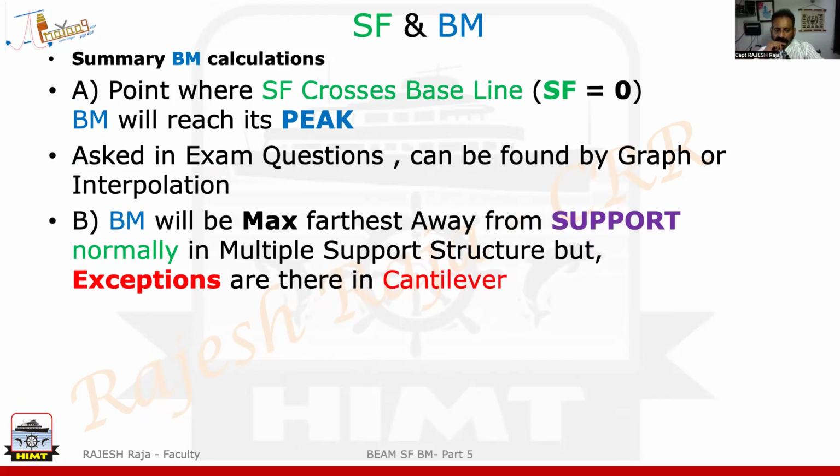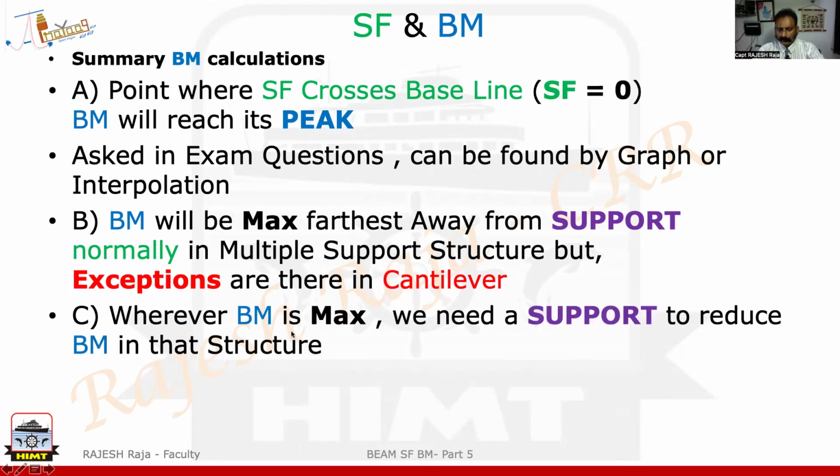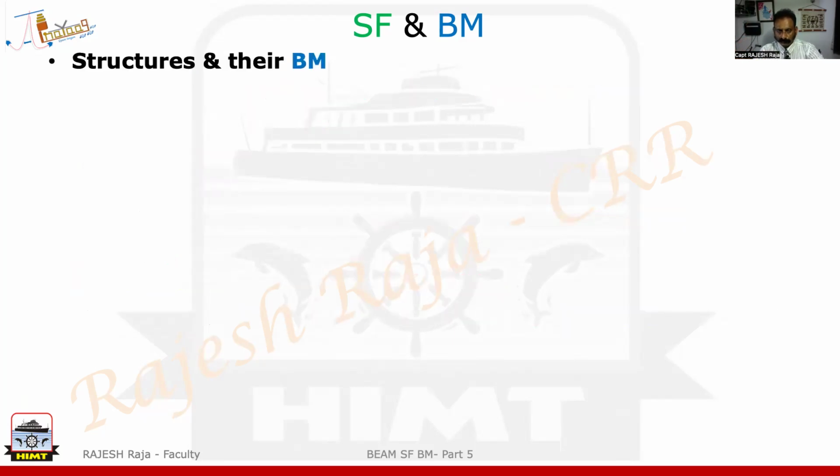Usually you will see, in the normal condition, BM will be maximum farthest away from any support. But this is valid only for multiple support structures. When you come to cantilever, this is not valid. So you'll have to change your approach. It is not possible for you to stick to only one method. There's one more thing. In construction, wherever the BM is max, they always try to give a support to reduce the BM in the structure. So that is also a clue that where you want to give a support also.